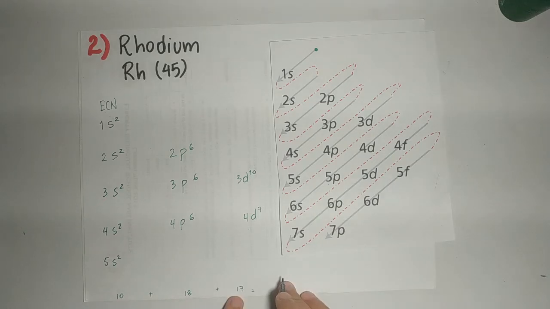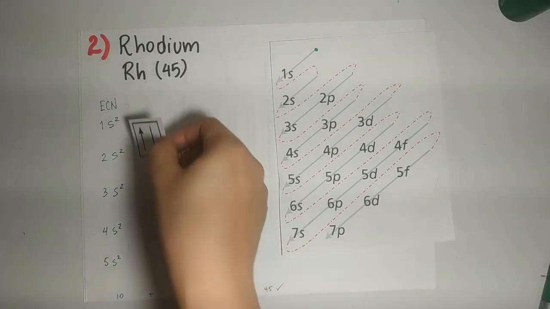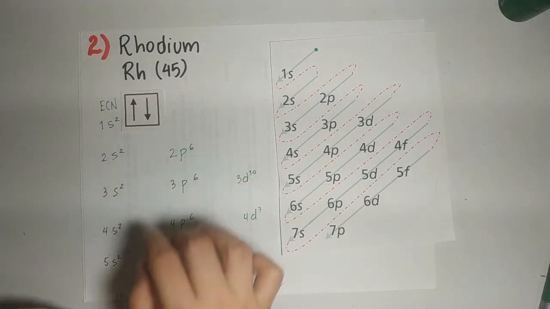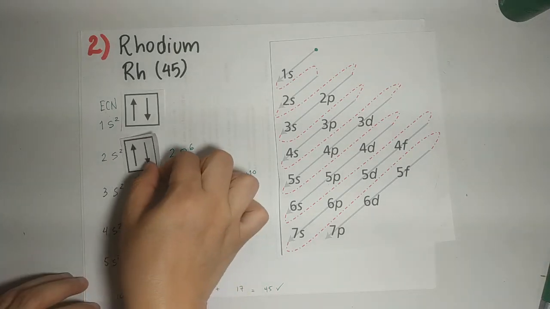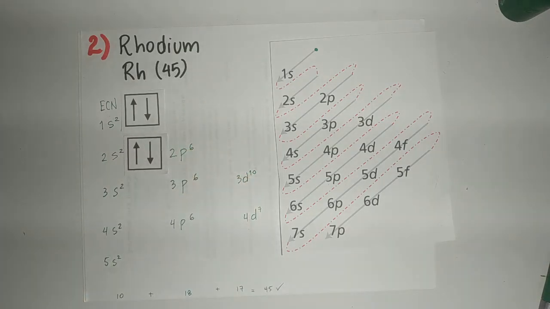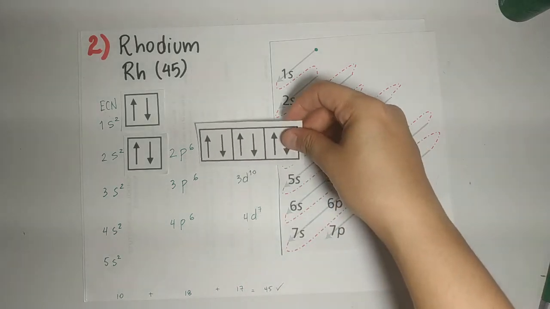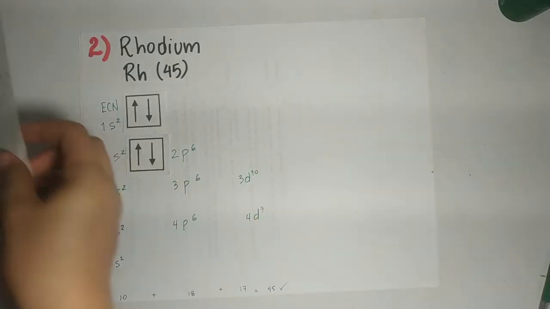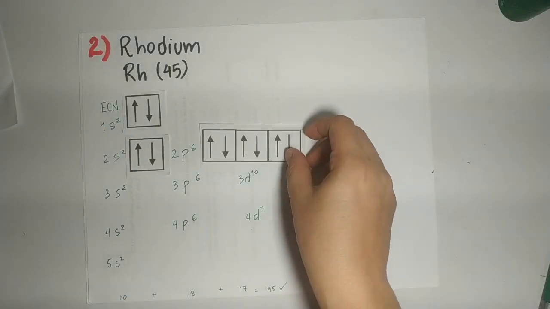10 plus 35 is 45, so we are cool, we did it right. Now to build the orbital notation, we're just going to replace by using boxes. So if I have s2, I will use a single box. If I have p6, I will use this box like that.